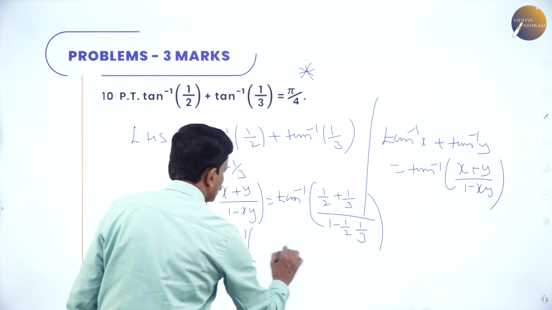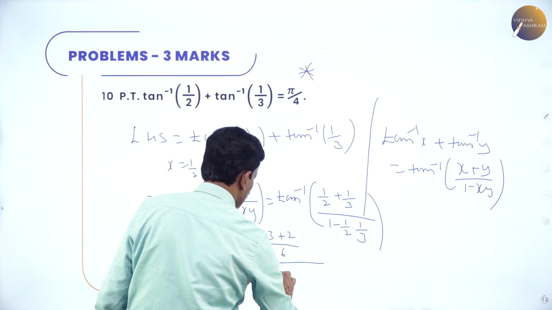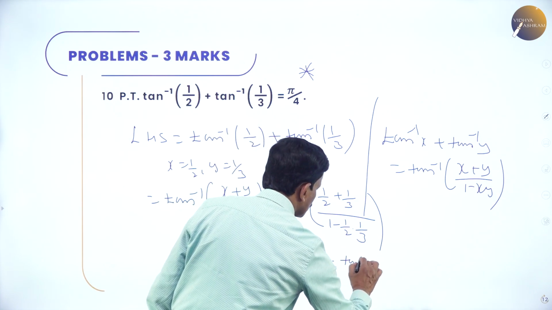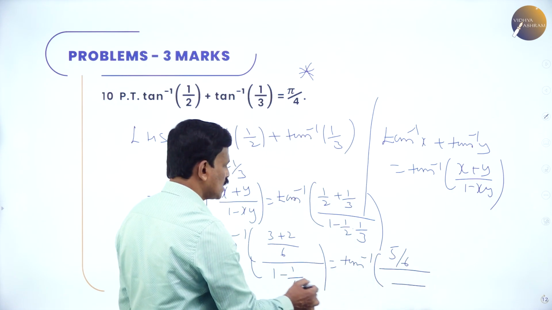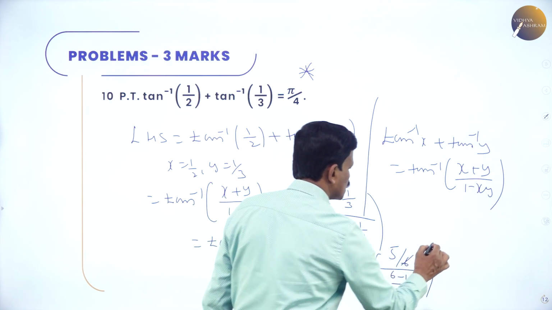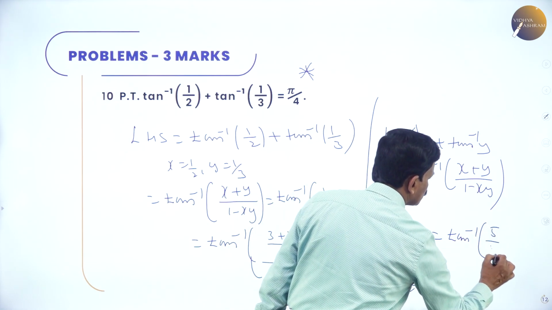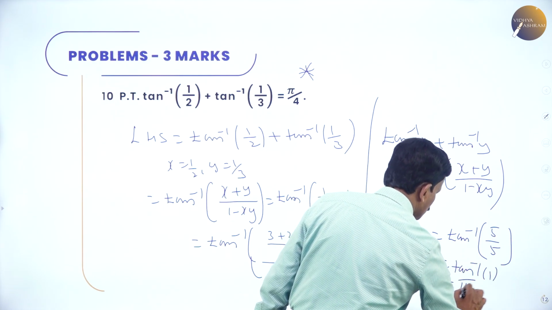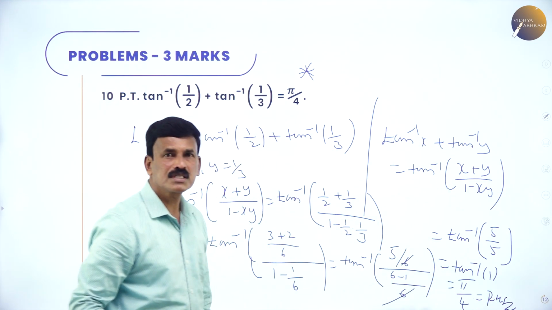This is equal to tan inverse of, in the numerator take LCM, 6 is the LCM: 3 ones are 3 plus 2 ones are 2, divided by 1 minus, here 1 into 1 is 1, 3 into 2 is 6. Again this can be written as tan inverse of 5 by 6 divided by, take LCM, 6 is the LCM, 6 ones are 6 minus 1. 6 and 6 get cancelled. This is equal to tan inverse of 5 divided by 6 minus 1, which is also 5. Tan inverse 5 by 5, tan inverse of 1 is equal to pi by 4, which is the required RHS. That's it. Very simple problem, right?